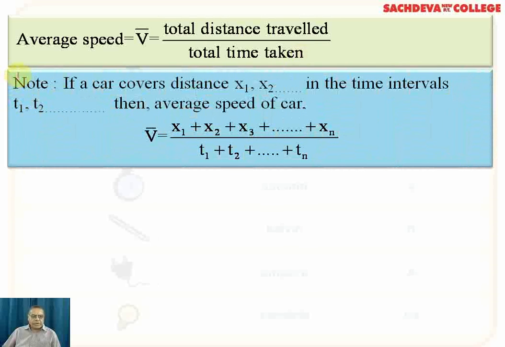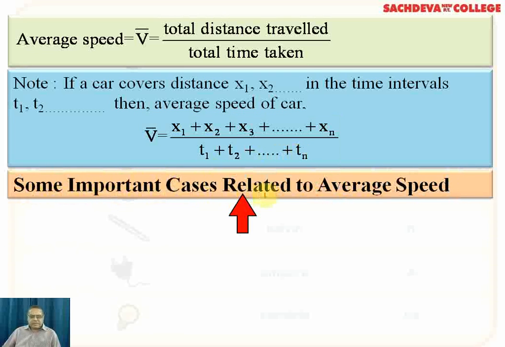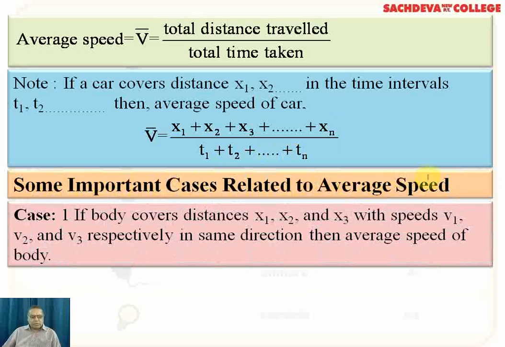Now, what we have to note is that if a car covers distances x1, x2, x3, and so on up to xn in the time intervals t1, t2, t3, and so on up to tn, then the average speed of the car will be given by the algebraic sum of the distances, that is x1 plus x2 plus x3 and so on up to xn, whole divided by the algebraic sum of the times, that is t1 plus t2 plus t3 and so on up to tn. Some important cases related to average speed are given.